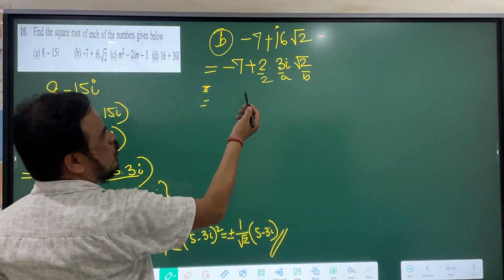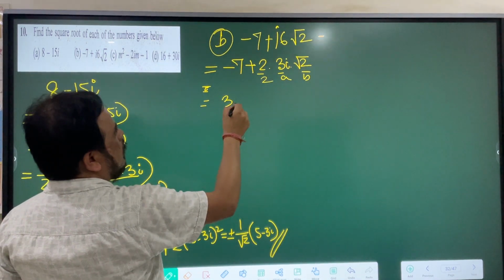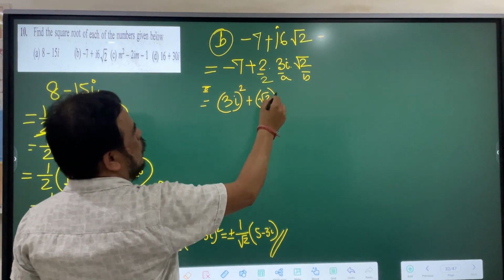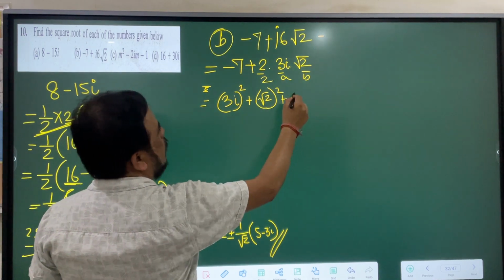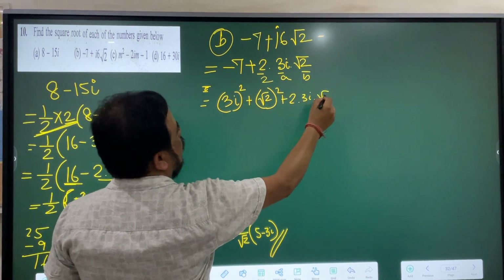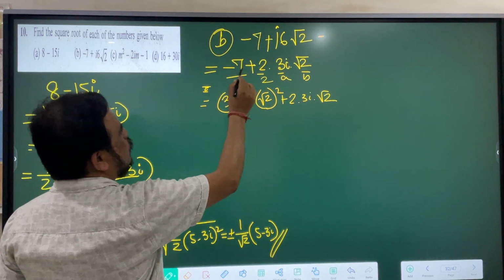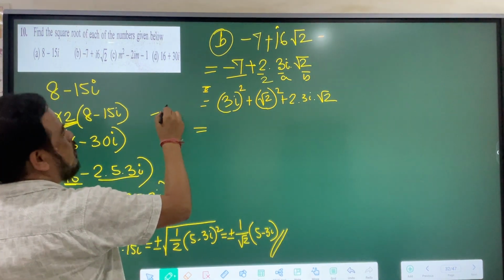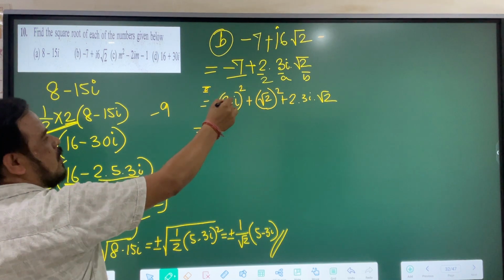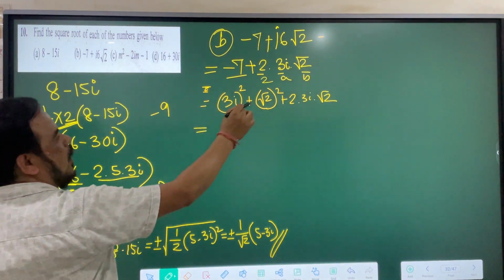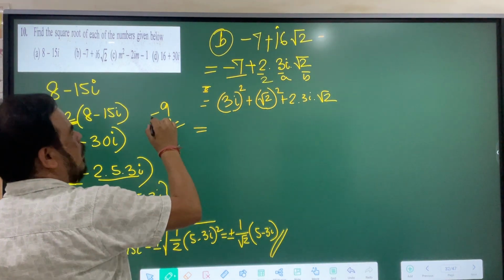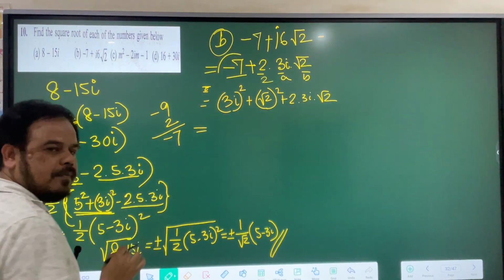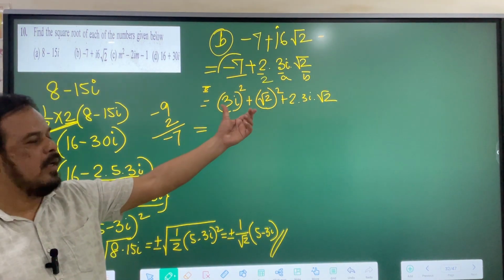Now we will write a square plus b square. What is a? 3i whole square. What is b? Root 2 whole square, plus 2ab, 2, 3i, root 2. Now this calculation we have to check, we have to verify. 3i whole square is minus 9. 3 square is 9, i square is minus 1, so minus 9. Root 2 square is 2. So minus 9 plus 2 is minus 7. There is minus 7, so that means what we have written is correct.